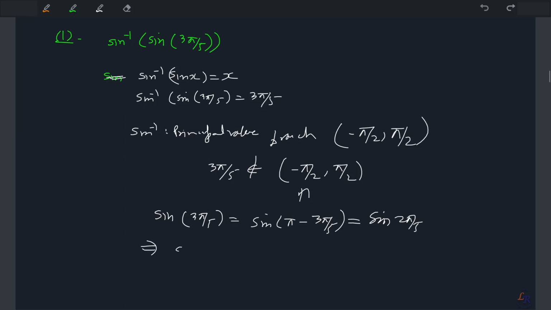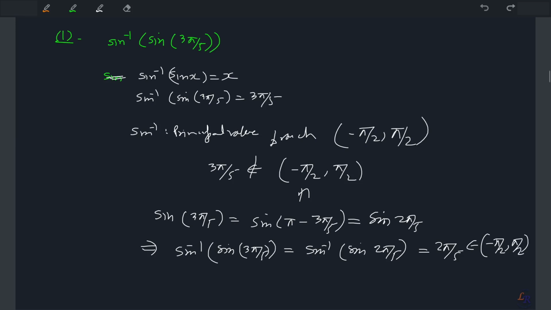It means that you can write sine inverse sine 3 pi by 5 equal to sine inverse sine 2 pi by 5, which will be equal to 2 pi by 5. And now you see that 2 pi by 5 is an element of minus pi by 2 to pi by 2, right? So the value of sine inverse sine 3 pi by 5 would be 2 pi by 5. This is your answer, right? So this is how you utilize the understanding of the principal value branch and where it should lie, because there the inverse exists, and then you can find the appropriate principal value. So this is one type of example.